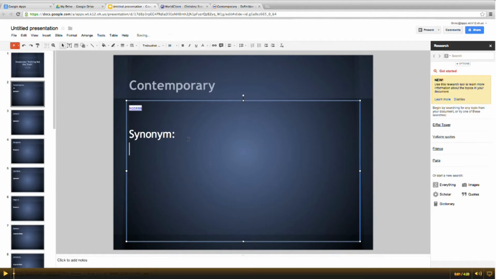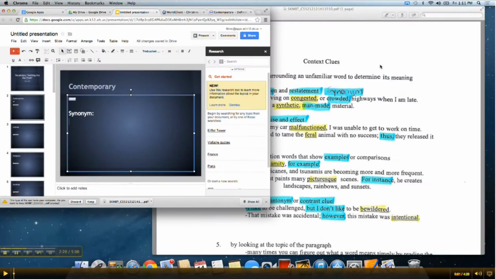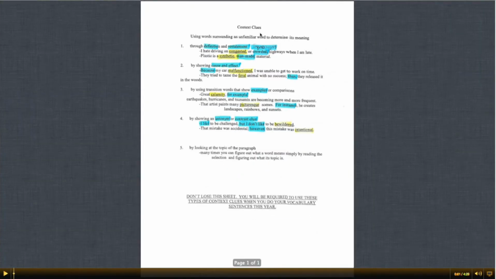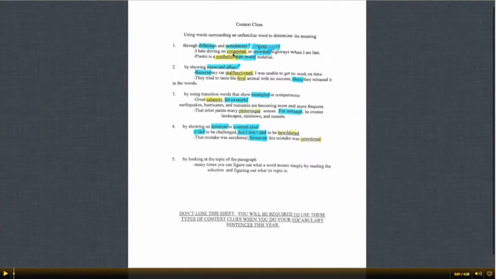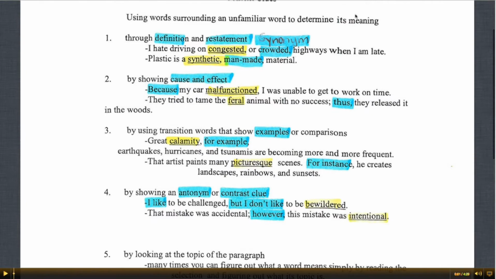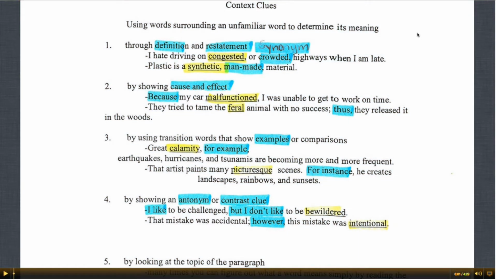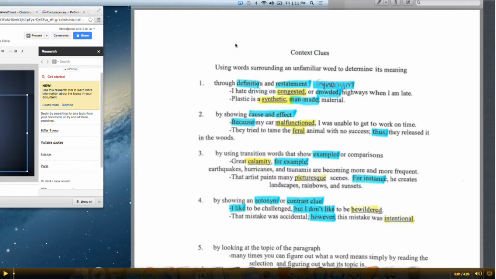I'm doing a synonym sentence. Look at the paper that I handed you. It gives you examples of how to do this. Synonym: I hate driving on congested or crowded highways when I am late. Plastic is a synthetic, man-made material. So I have my word highlighted in yellow here, a comma, a synonym, a comma, and the rest of my sentence. Does that make sense? All right.